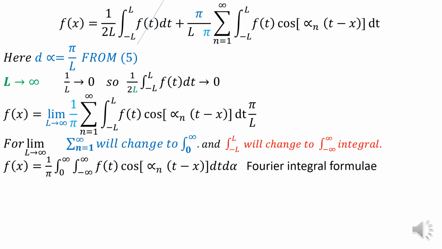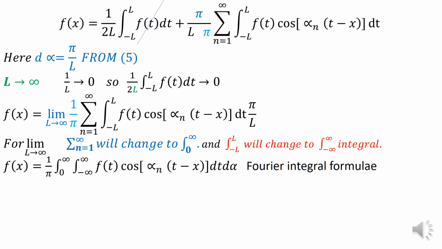Now f(x) is equal to 1/2l integral f(t) dt, this same formula copied, nothing else. And here delta alpha will be equal to pi/l, that we already calculated earlier, so we can copy it here. Now, as we know, as l tends to infinity, as per the Dirichlet condition, 1/l will tend to 0. So this part will be basically 0.